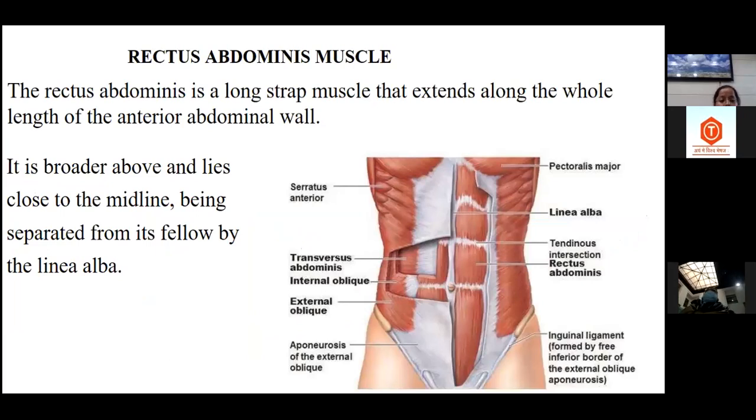The rectus abdominis is a long strap muscle that extends along the whole length of the anterior abdominal wall. It is broader above and lies close to the midline, being separated from its fellow by the linea alba.